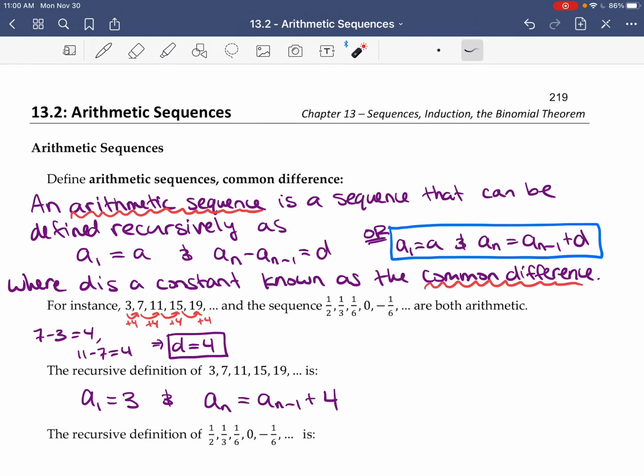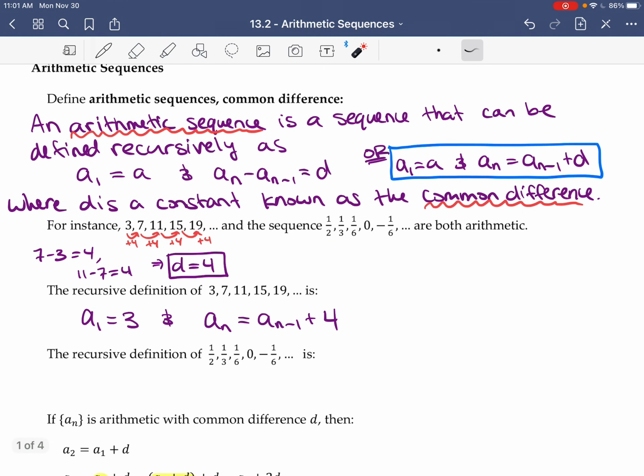In this video, we're going to do a few more examples involving arithmetic sequences. So remember, an arithmetic sequence is a sequence that can be defined with a first term, and then where the difference of two consecutive terms is some constant d. Or you can get to a_n by taking a_(n-1) and adding some constant d, where d is the common difference.